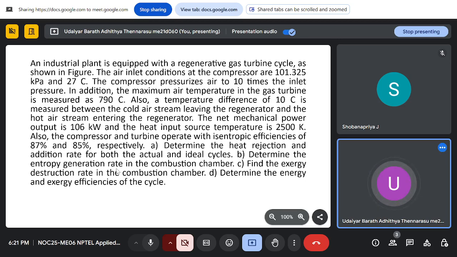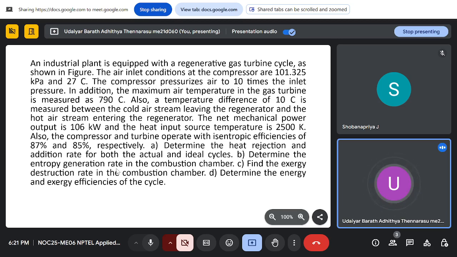So moving on to next problem. An industrial plant is equipped with a regenerative gas turbine cycle as shown in figure. The air inlet condition at the compressor are 101.325 kilopascal and 27 degrees Celsius. The compressor pressurizes air to 10 times the inlet pressure, so your pressure ratio is 10. In addition, the maximum air temperature in the gas turbine is measured as 790 degrees Celsius.